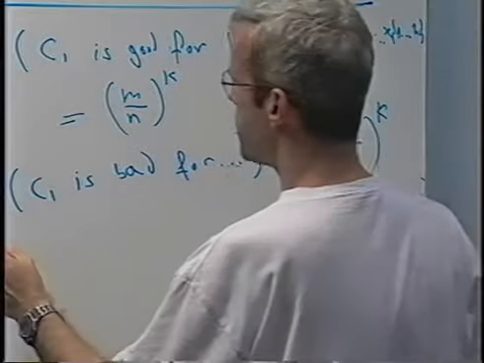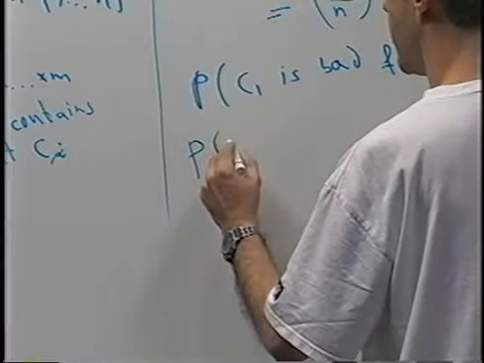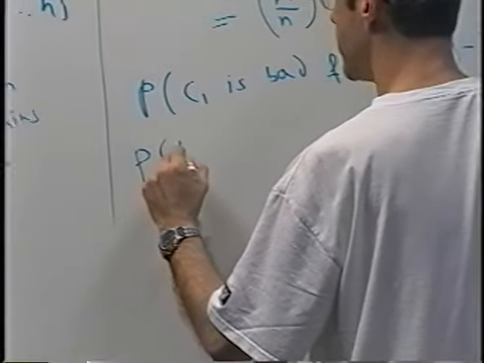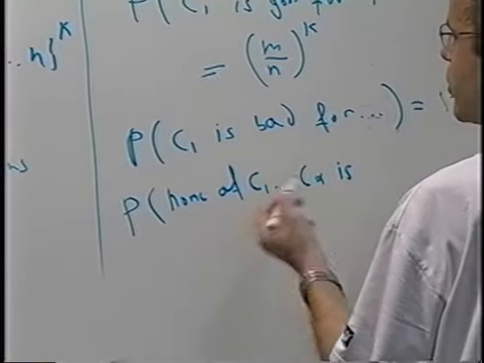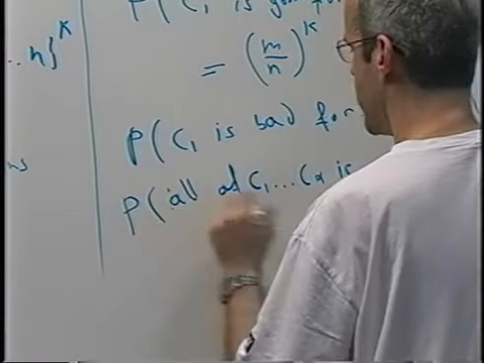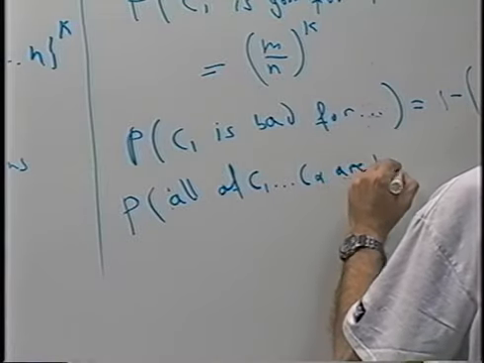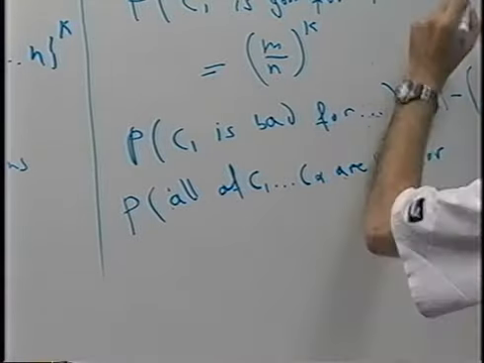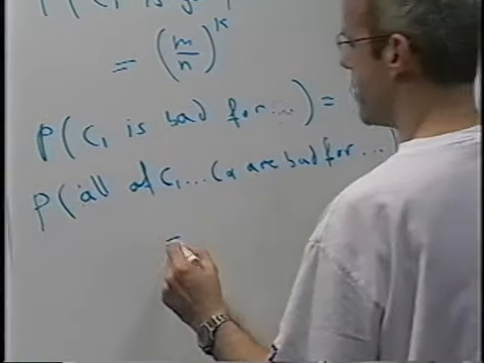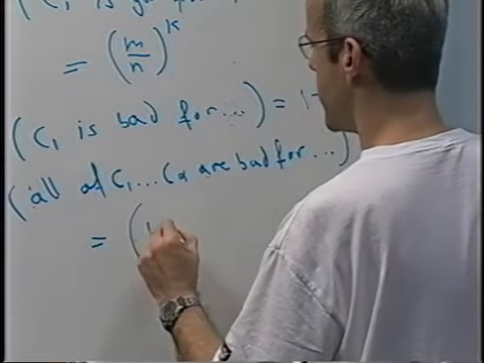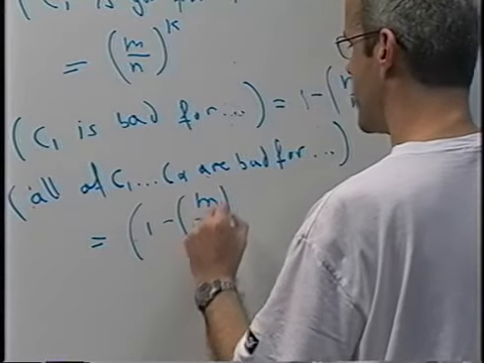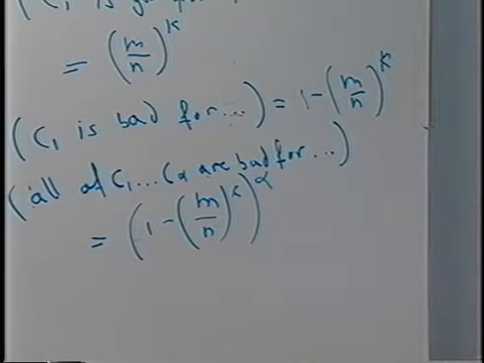Okay. So now, what is the probability that none of C1 up to C alpha is good, meaning all of them are bad for this set? Because we're choosing them independently, that's going to be 1 minus m over n raised to the power k, all this raised to the power alpha. It's the probability that all of them are bad for this set.